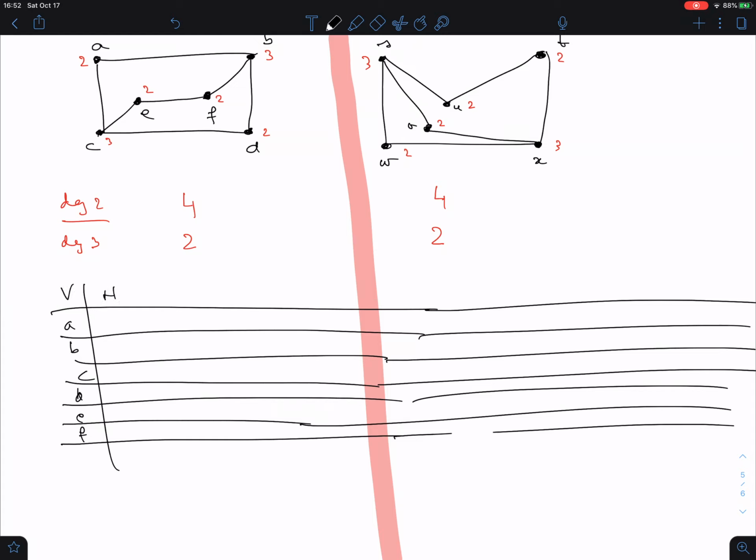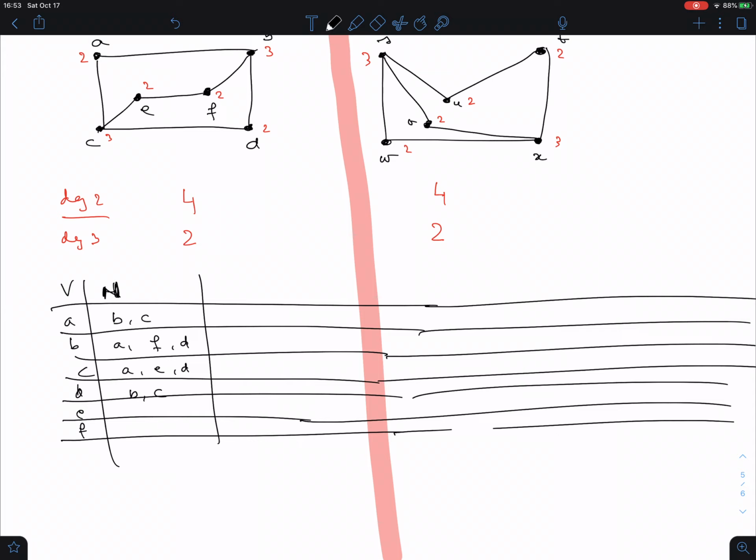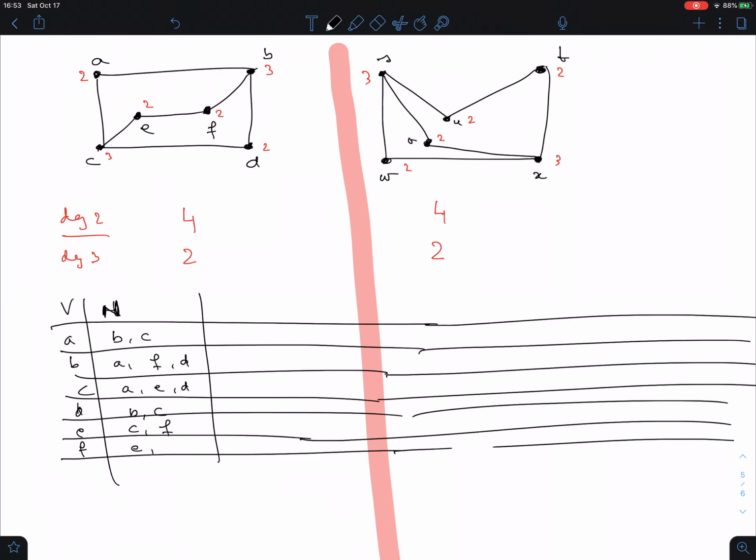The neighbors of A are B and C. The neighbors of B are A, F, and D. The neighbors of C are A, E, and D. D has neighbors B and C. E has neighbors C and F. And F has neighbors E and B. So the degrees are 2, 3, 3, 2, 2, 2, what we already found. This is V of G.